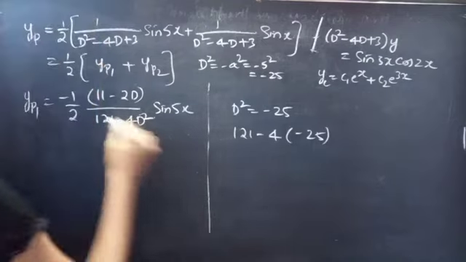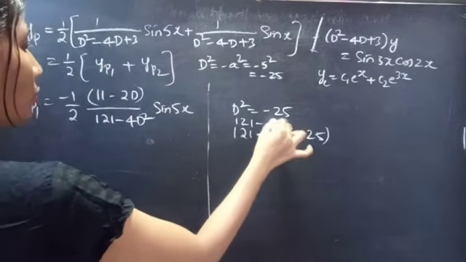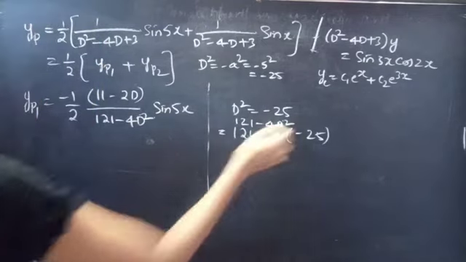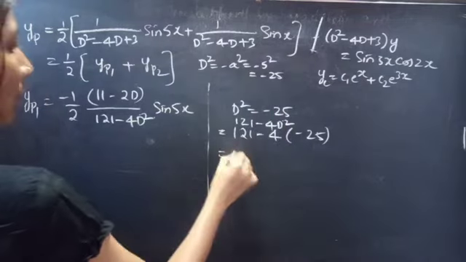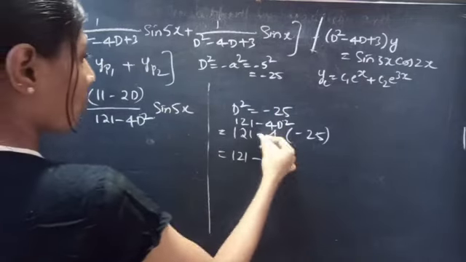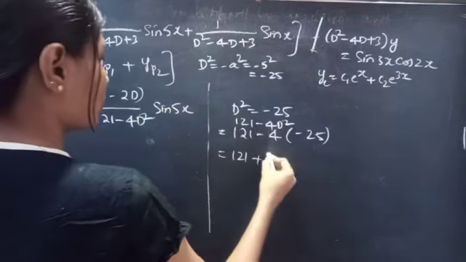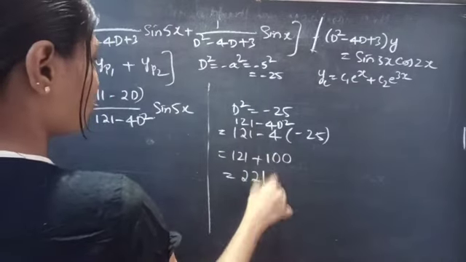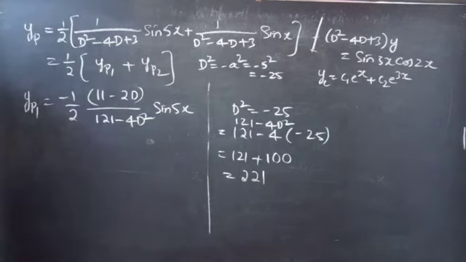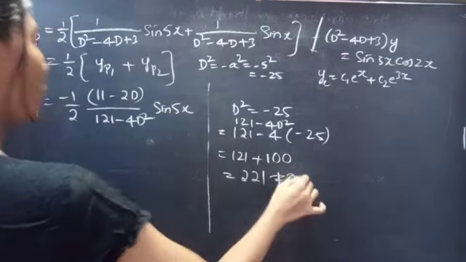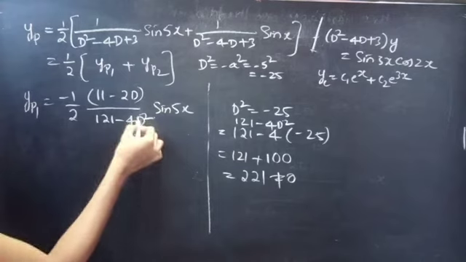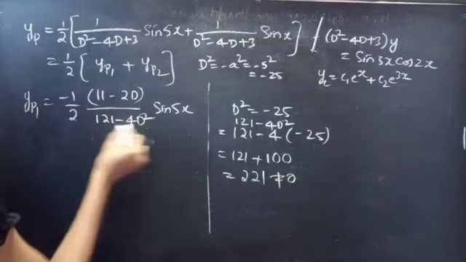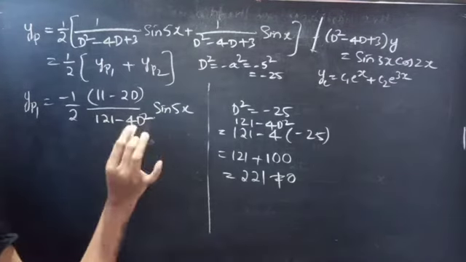Okay, I'm just considering the denominator 121 minus 4d square, and we'll replace d square by minus 25, then we'll get 121 minus into minus plus 4 into 25 is 100, which is equal to 221, right? Which is not equal to 0. Okay, by replacing d square by minus 25, we'll get the denominator not equal to 0.